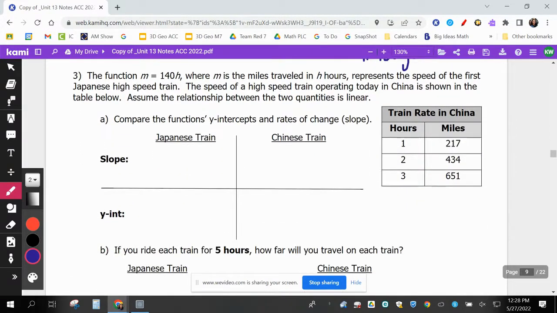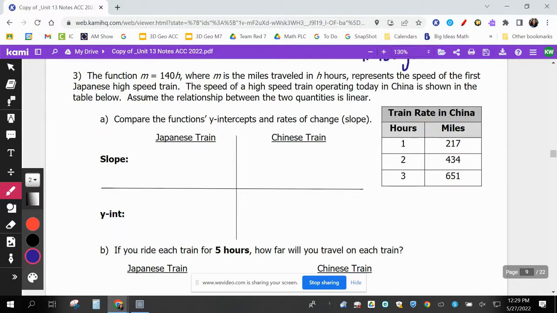All right, next one. The function m equals 140h, where m is the miles traveled in h hours, represents the speed of the first Japanese high-speed train. The speed of a high-speed train operating today in China is shown in the table below. Assume the relationship between the two quantities is linear. Compare the functions' y-intercepts and rates of change, or slope.